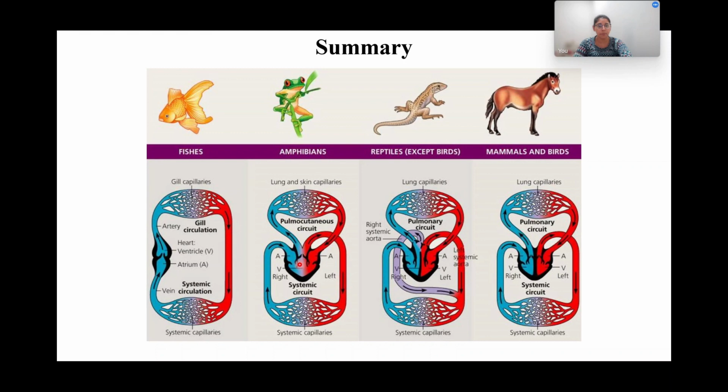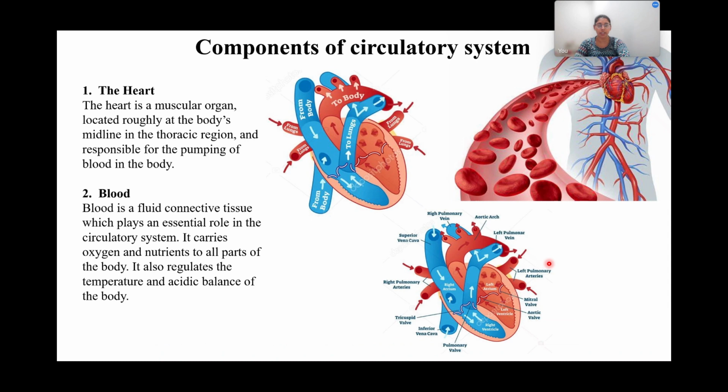Okay. Now, moving further, what are the components of the circulatory system? We have already seen that it is the heart and blood which mainly constitute the circulatory system. To define, the heart is a muscular organ located roughly in the body's middle line, basically in your thoracic region, and it is responsible for pumping the blood. While blood is a fluid connective tissue which plays an essential role in the circulatory system as it carries oxygen and nutrients to the body, and it also regulates the temperature and acidic balance of the body.